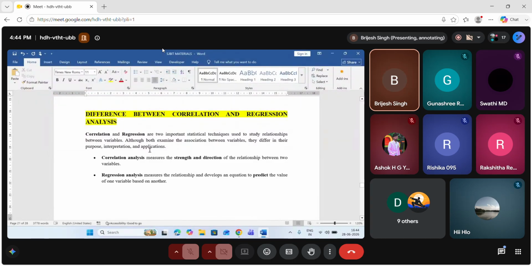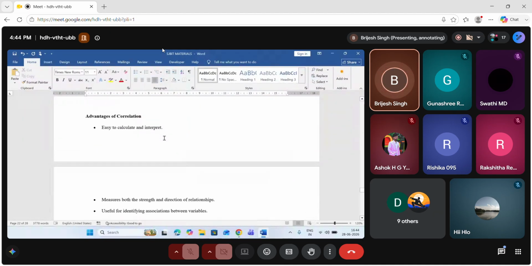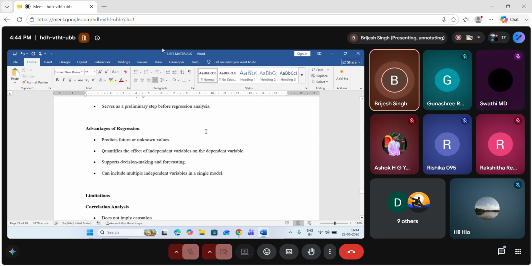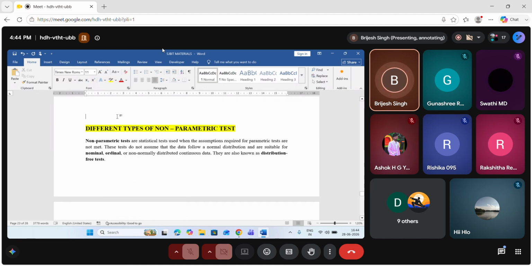So like that, there are so many differentiations. You can just pick seven or eight. You can just write it. Post to that, you can write at least two or three advantages, disadvantages of both correlation also and regression also. And post to that, you can just discuss about the different types of non-parametric test.